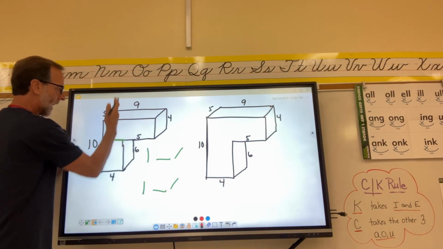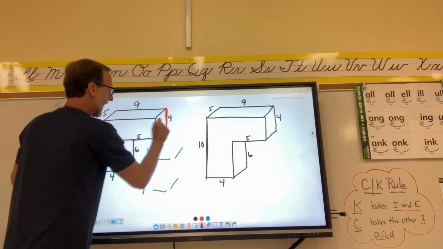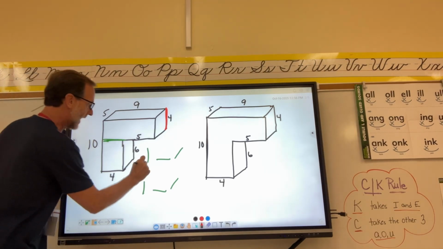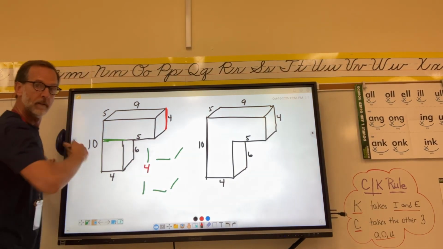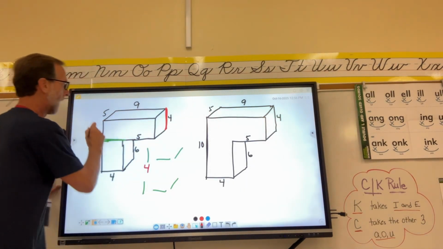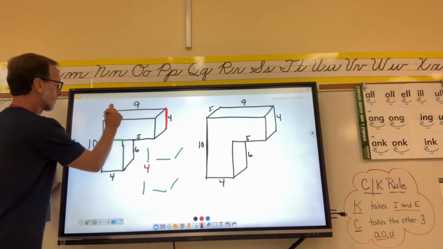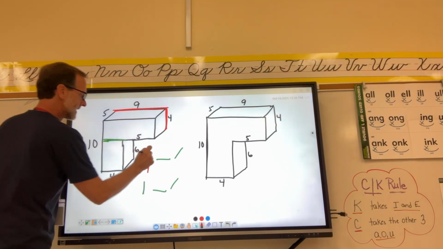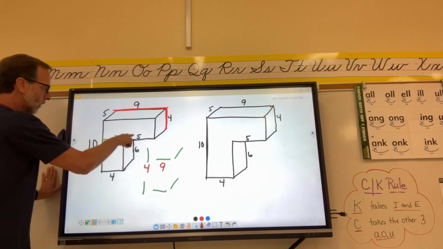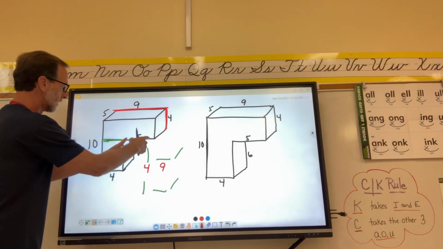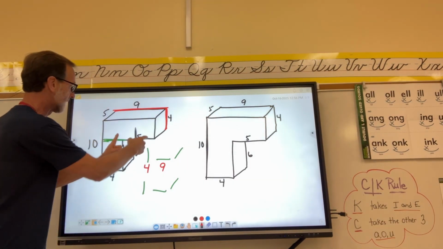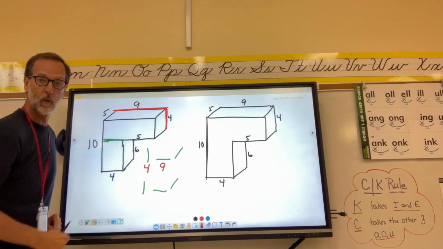Where's the vertical side? It's right here. That goes straight up and down. So that is a 4. Find your horizontal on the top box. Do you see it? It's right here. It's 9. Now, you might say, oh, look, there's a 5, but the 5 doesn't go all the way across. The 5 stopped there. 9 goes all the way across.